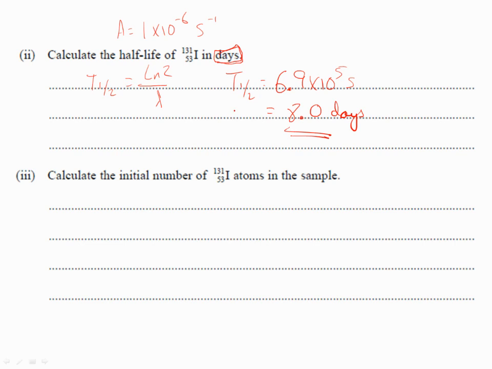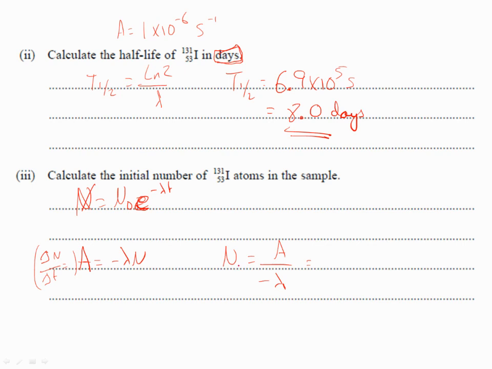Calculate the initial number of atoms in a sample. You might immediately think of this, which was my first thought. But this is not helpful because we actually don't know what this is. So we need to go back to the relationship from the previous slide and say that activity is minus the decay constant times the total number of nuclei, remembering that activity is the change in the number of nuclei over the change in time. So now the number of nuclei is the activity divided by the decay constant.